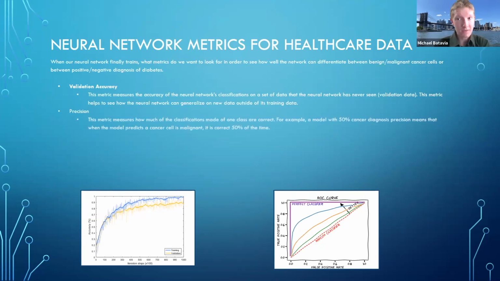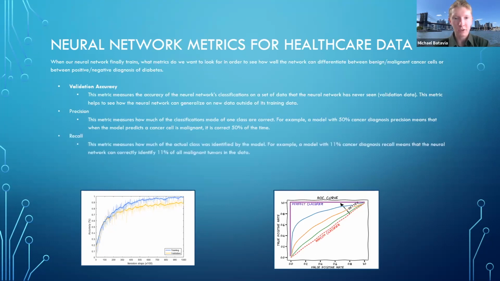There's also precision. This one's less used, but that's basically the metric that measures how much of the classifications made of one class are correct. So, if you have 50% cancer diagnosis precision, that means that when the model predicts a cancer cell's malignance, it's correct 50% of the time.